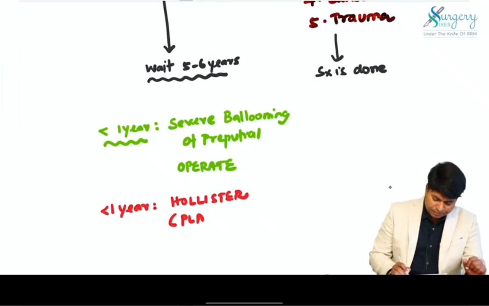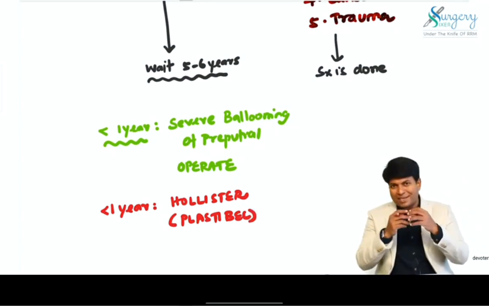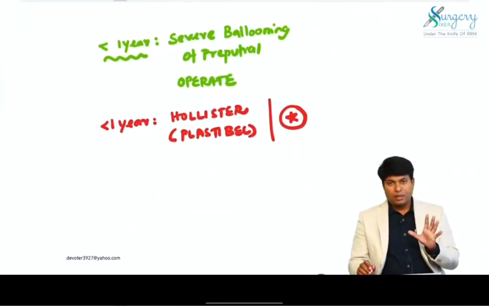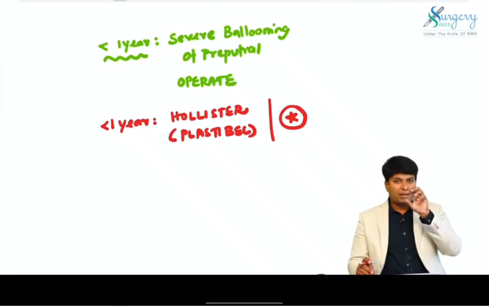Hollister device, also known as plastibal device, is available. Just put that device, cut the skin, no suturing needed. Hollister or plastibal device is done for less than 1 year only, not for others. Usually after 3 to 4 days, the device can be removed. It will be perfectly fixed at the tip of the penis.